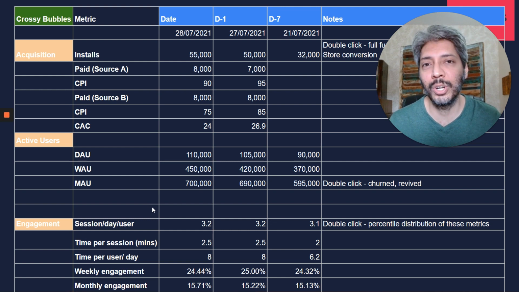These are not great ratios for a game, by the way. And while users, when they play the game, have 3 sessions every day and spend 8 minutes, which is decent, not great, but not bad, however, they are not playing your game as often as you would like them to. And that's a worrying factor. So your engagement is definitely a cause for worry.